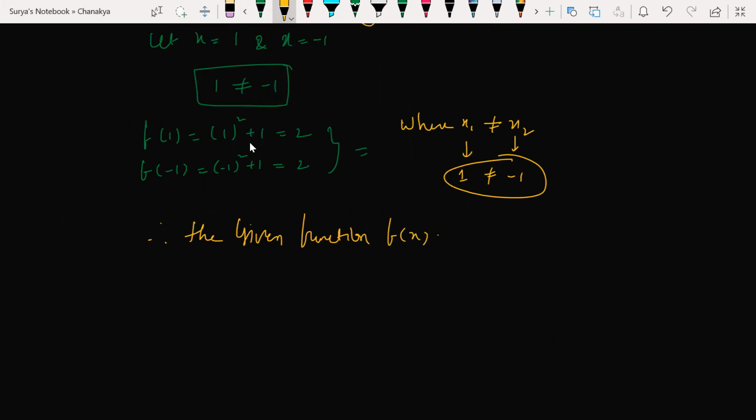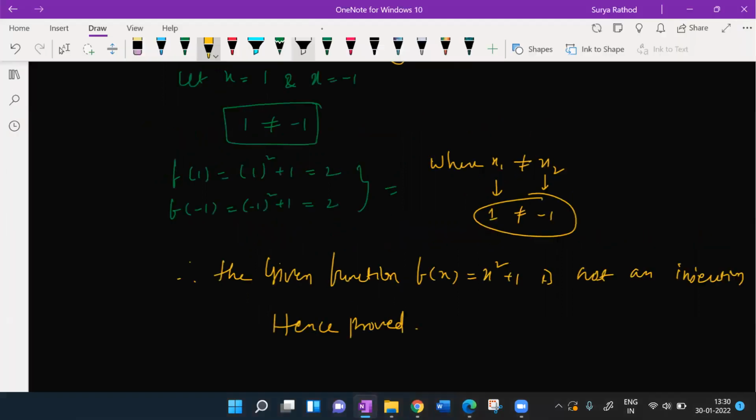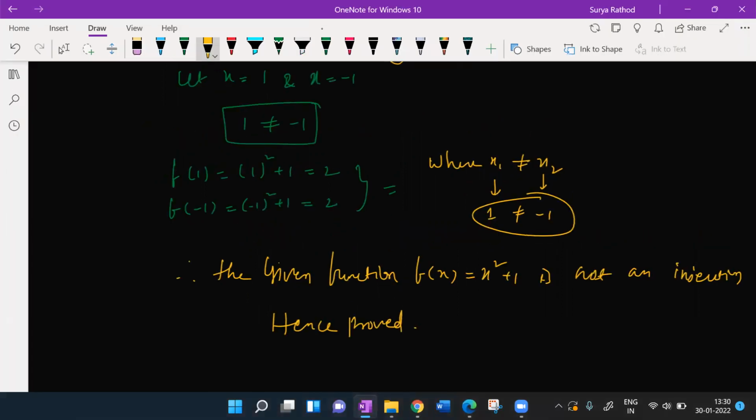f of x is equal to x square plus 1 is not an injection. Hence proved. Clear? So you don't have anything apart from this. These are the things you have to focus on. You don't have anything apart from this in your functions lesson.